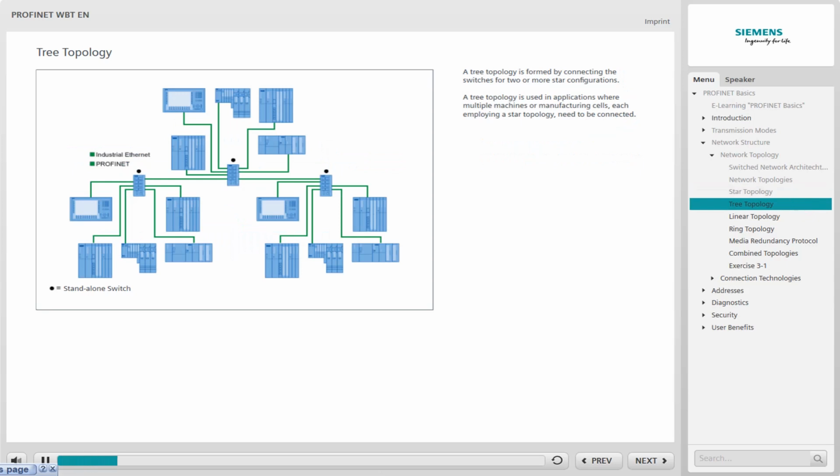Tree topology is formed by connecting the switches for two or more star configurations. A tree topology is used in applications where multiple machines or manufacturing cells, each employing a star topology, need to be connected.